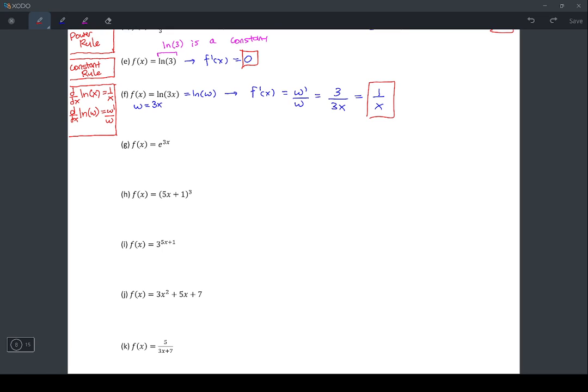Okay, the next one, exponential functions. They have their own derivative laws. Now the difference between an exponential function and a polynomial is in an exponential function, the base is constant, and the exponent contains the variable x. In a polynomial expression, the variable x is in the base and the constant is in the exponent. So 2 to the power of x is different than x to the power of 2. In the function e to the 3x, the base is constant.